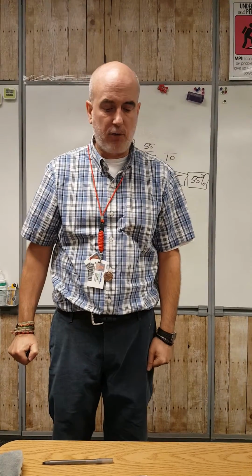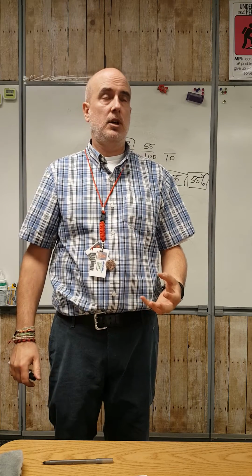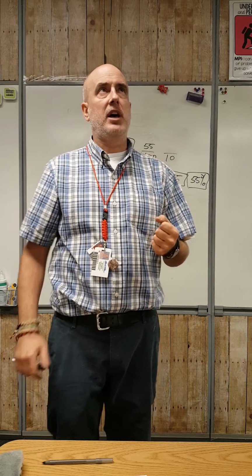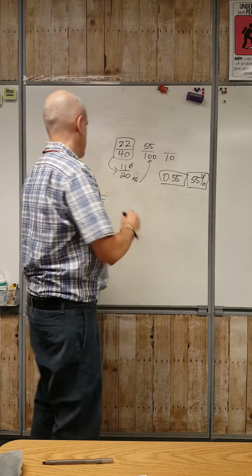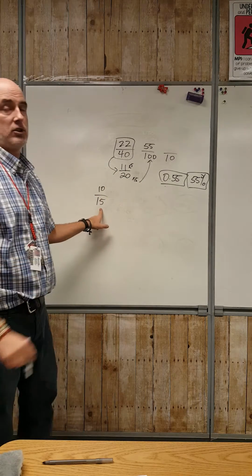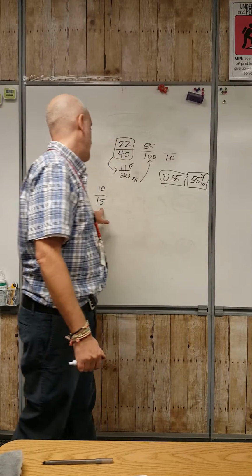The next one we have is: for every 15 lights on the sign, 10 are out. So that means how many lights are on the sign? Well, there's 15 lights on the sign, and 10 are out. So my fraction would look like this, 10 out of 15. That's how many lights are out, 10 out of 15.